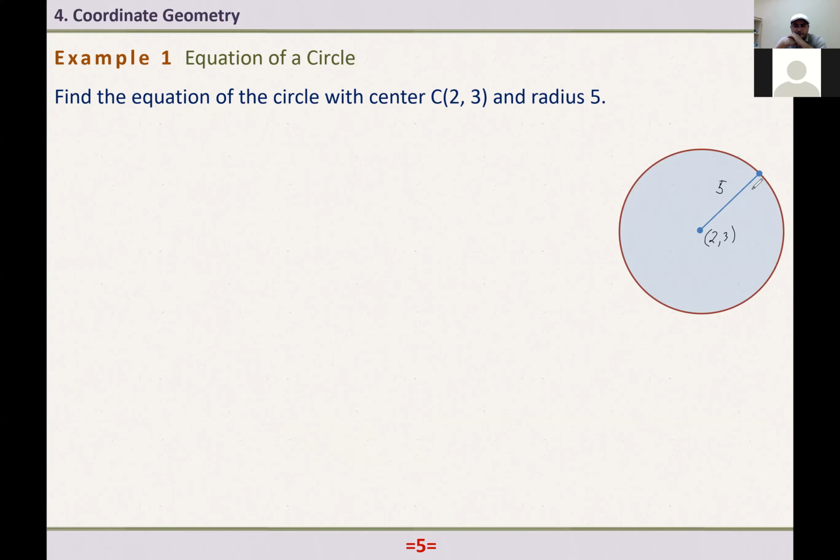Okay. So what is the equation of the circle? The center is 2 and 3, right? So it is x minus 2 squared plus y minus 3 squared equals 5 squared, radius squared.